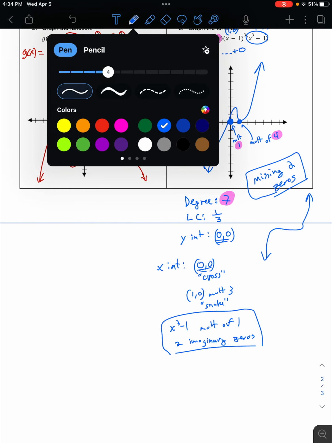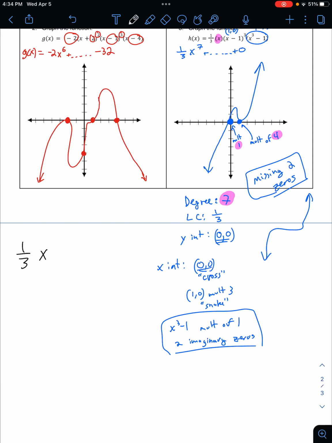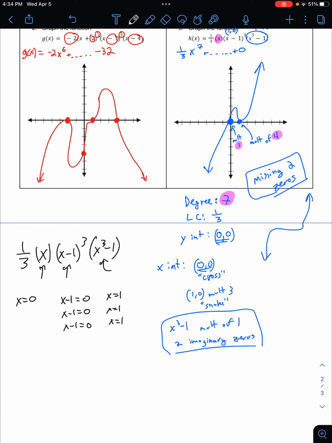If we look at our function, 1/3 x minus 1 cubed, and x cubed minus 1, and we apply the zero product property, well, this one's going to just be x equals 0. This is x minus 1 equals 0, and just doing it 3 times. So like we keep getting x equal 1, x equal 1, x equal 1. This one is weird. So we have x cubed minus 1 equals 0. And you might think, oh, that's all good and well.